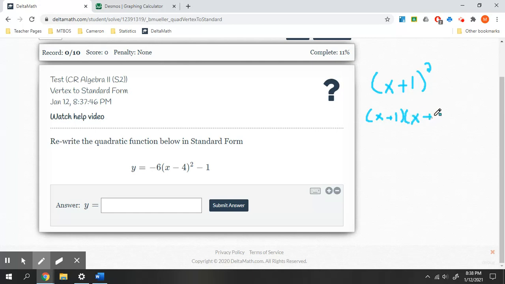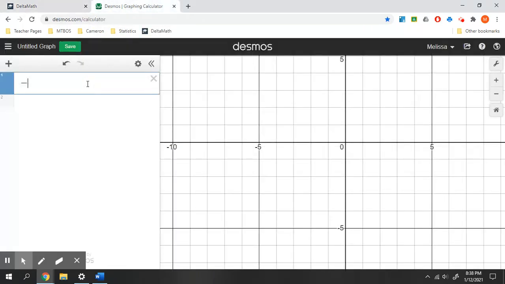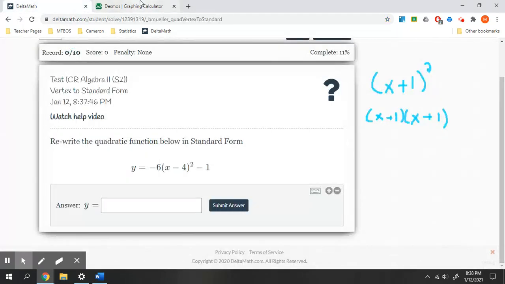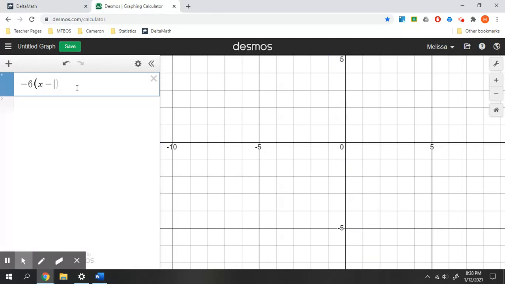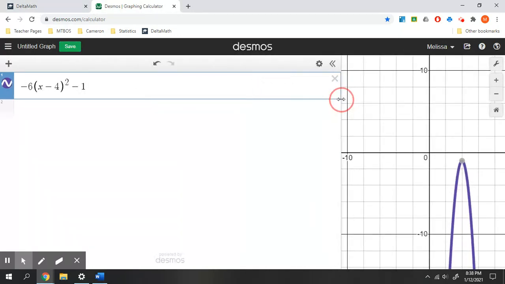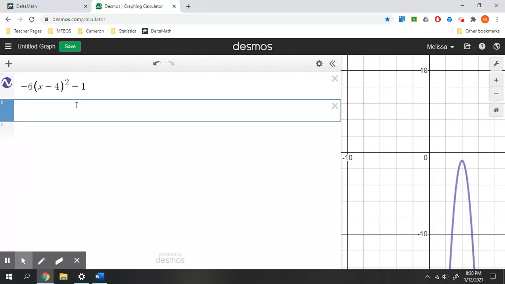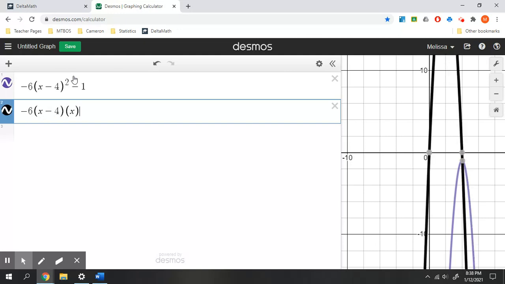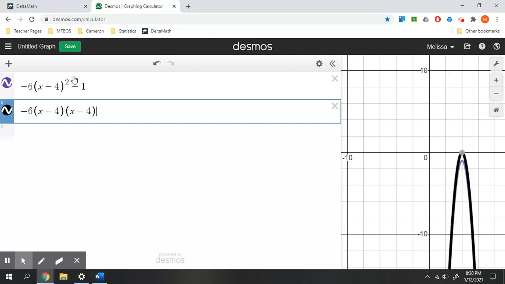All right, so let's go ahead and do this one together. And I'm actually going to write this over here. So just so you can see my work, I have negative 6 times x minus 4 squared minus 1. All right, I'm going to go ahead and type out my work from here. So first thing that I see is I have this squared. So I have negative 6 times x minus 4 times x minus 4. And don't forget, you still have your minus 1.